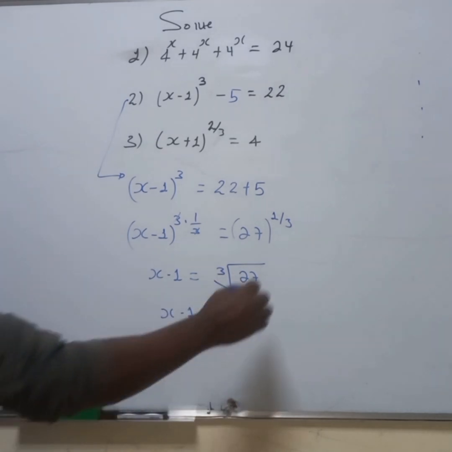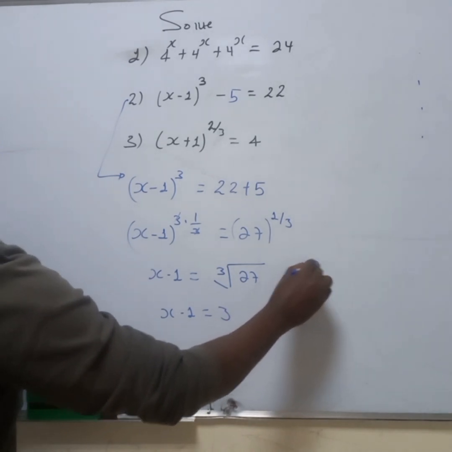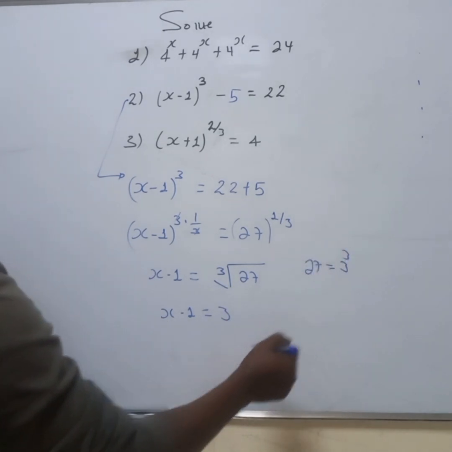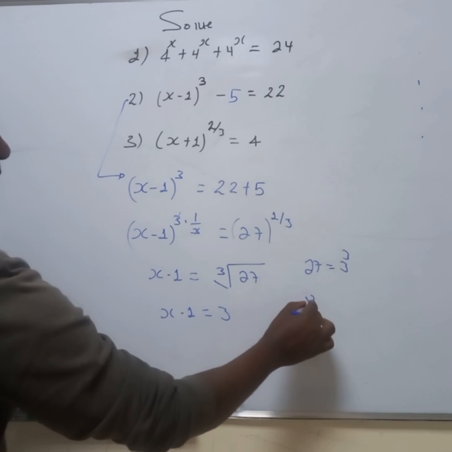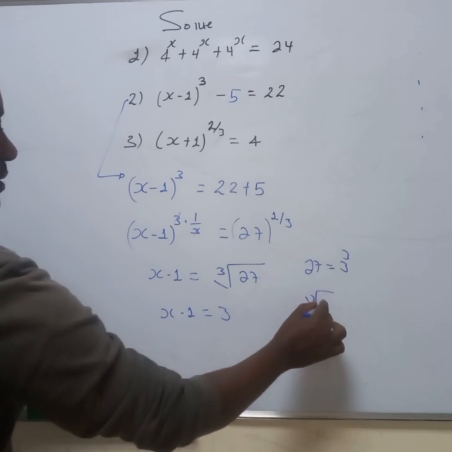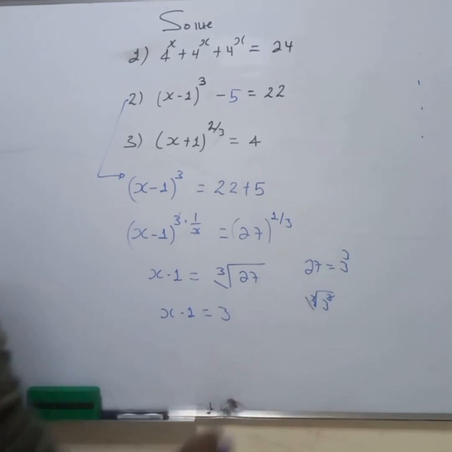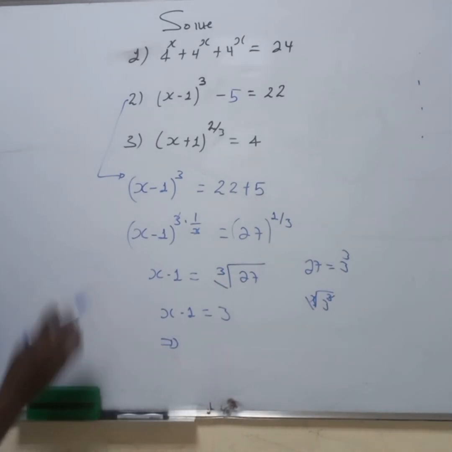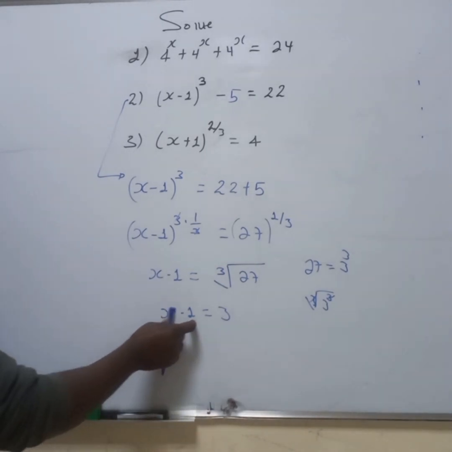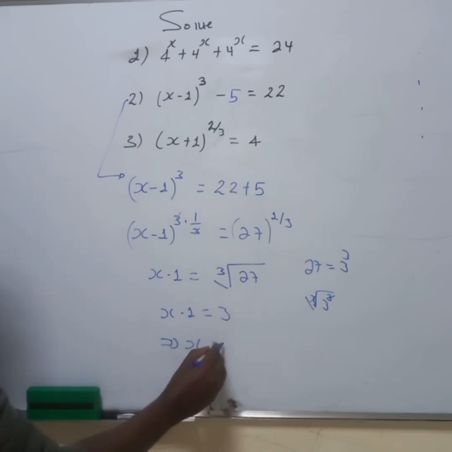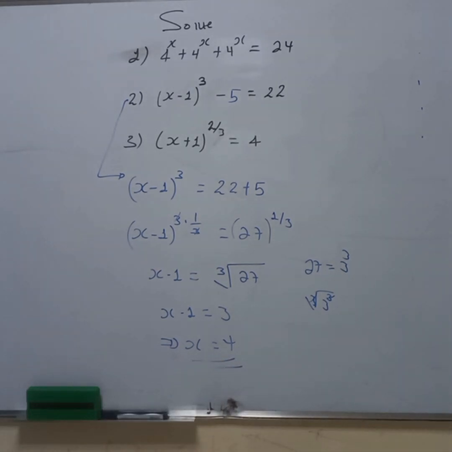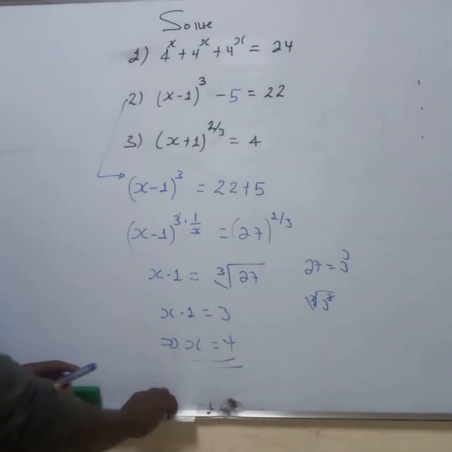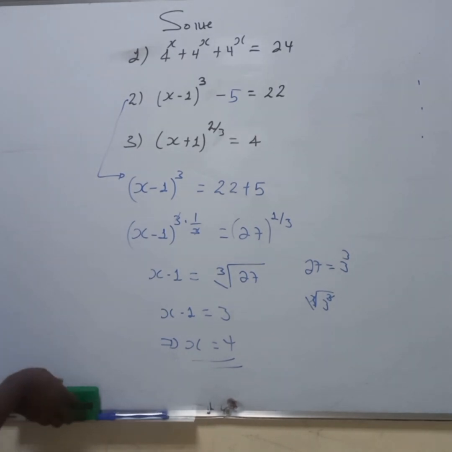How is it so? Look at this one. 27 is written as 3 to the power of 3. So the cube root of 27 means 3 to the power of 3 divided by 3, which is already 1. We have this. So now x minus 1 is equal to 3, and when we move 1 to the right, the value for x will be 3 plus 1, which is going to be 4. This is how we are going to find the value for x.